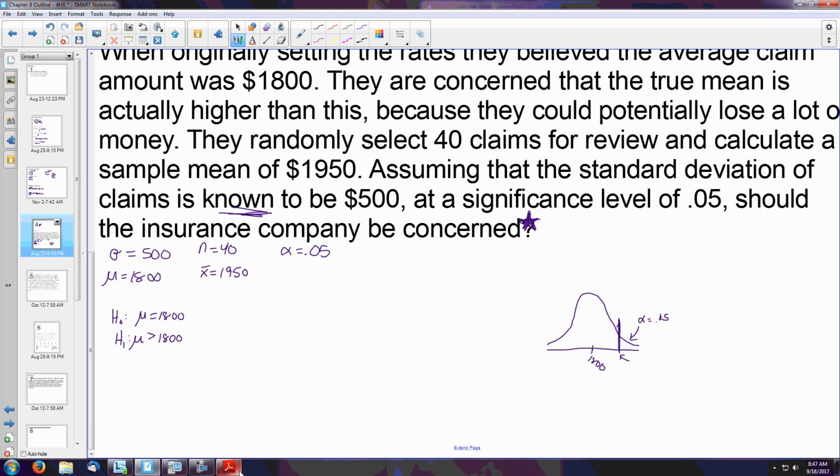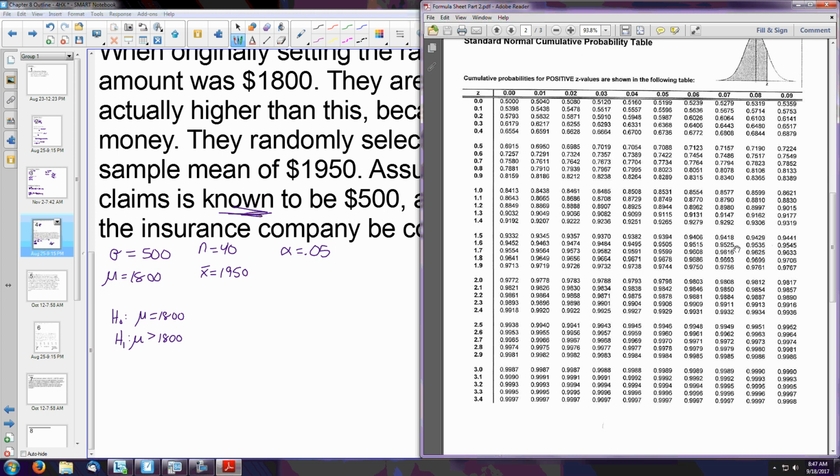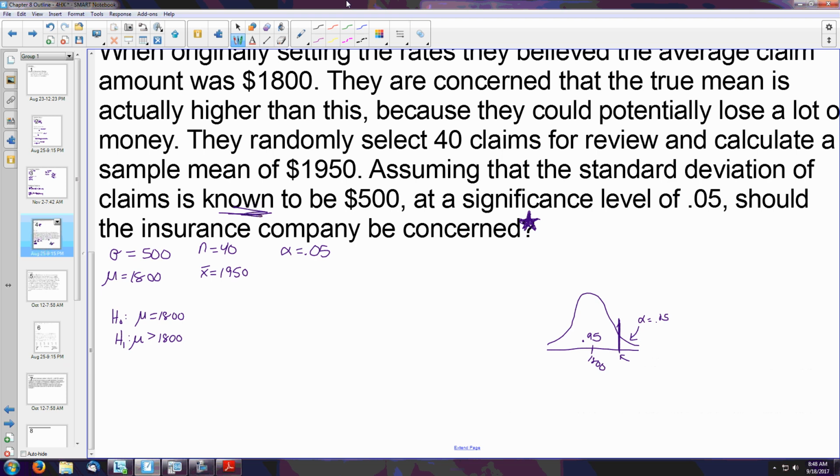Regardless of which way you like to do it, you can use your z-score table. If you're looking for an area of 0.05, keep in mind that the left is 0.95. So I'm going to find the closest thing I can to 0.95 in my table, which looks like it's between 1.64 and 1.65. So our critical amount would be a z-score of 1.645.